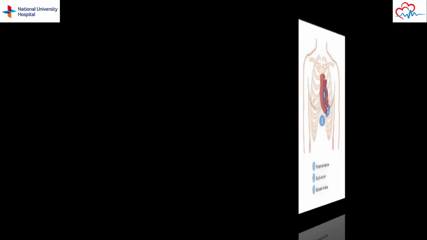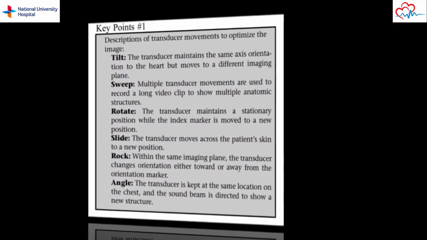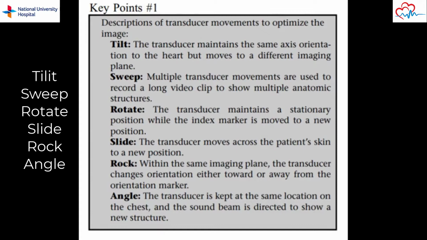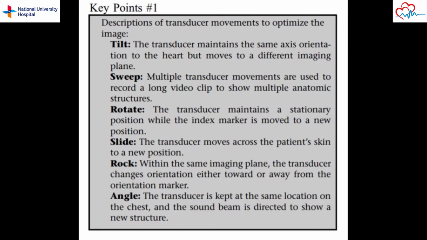We next describe transducer manipulations. Transducer movements are important in obtaining good quality images that can be interpreted. The movements are described using the terms tilt, sweep, rotate, slide, rock, and angle. We will take a closer look at these transducer movements next. The term sweep refers to multiple transducer movements recorded into a long video clip to show multiple anatomical structures. An example of a sweep would be recording the tilt planes from posterior to anterior in the apical window in one long clip.